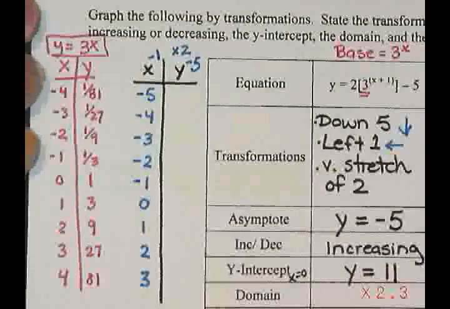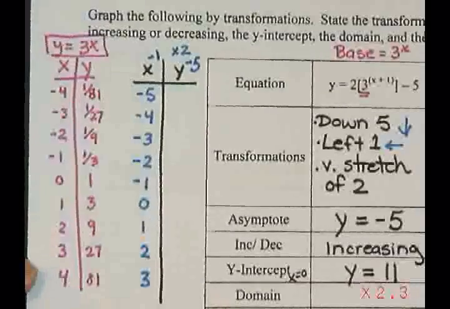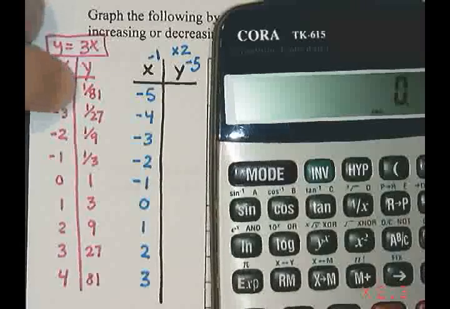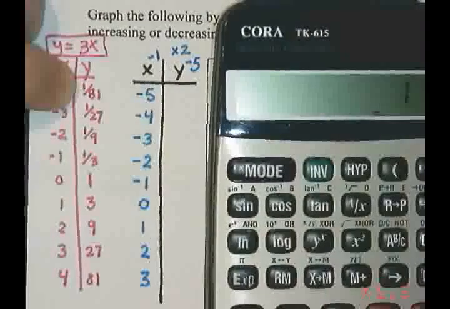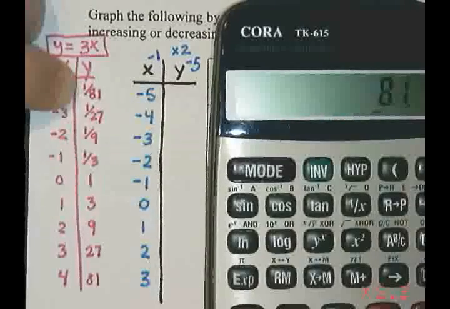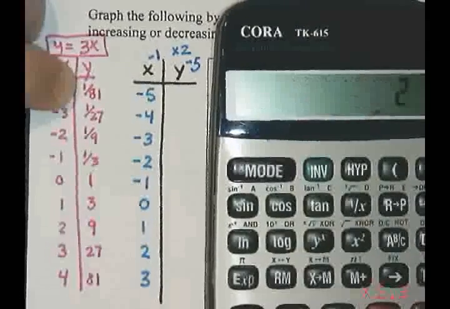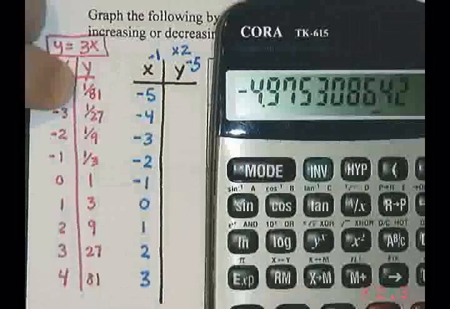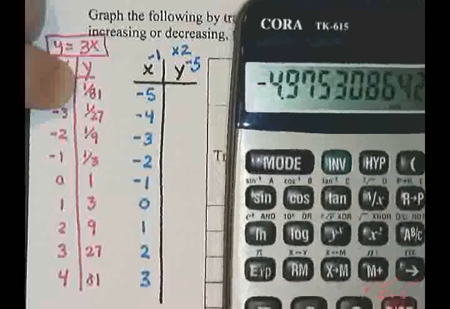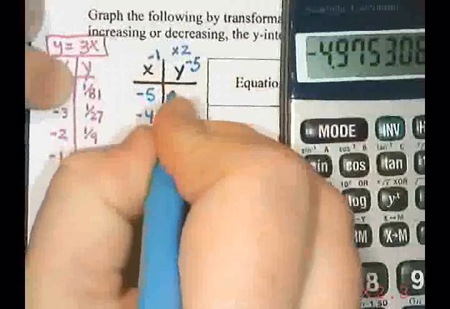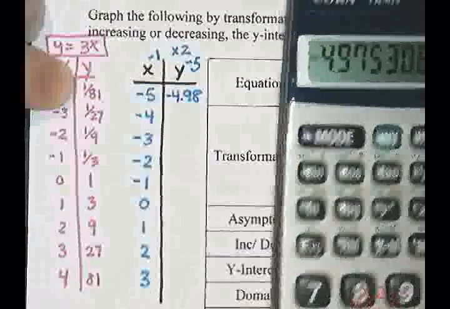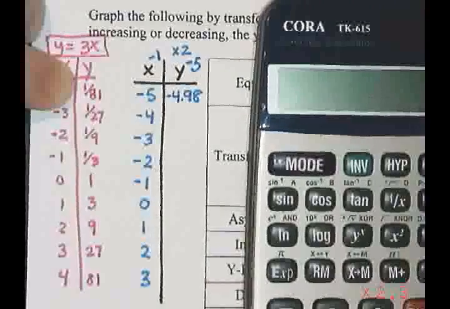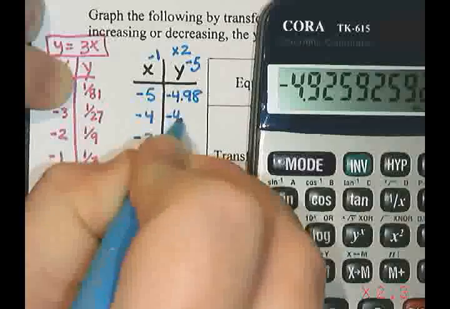Now the second one's a little trickier. Sometimes I will use a calculator to help me out. So I'm going to do that. 1 over 81. I just punch in 1 divided by 81 and then times 2. Order of operations says you have to multiply first and then subtract 5. I get that decimal. I'm going to round that to -4.98. And then 1 divided by 27 times 2 minus 5 is -4.93.